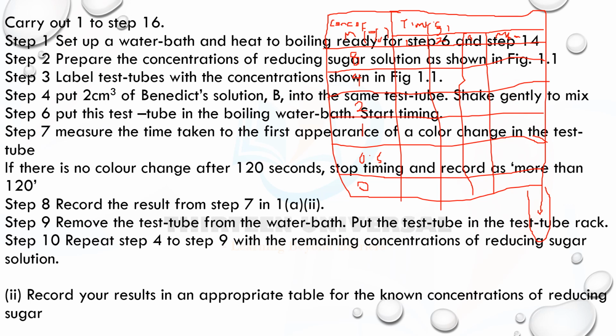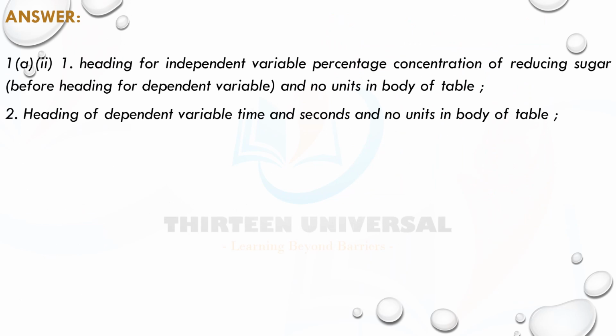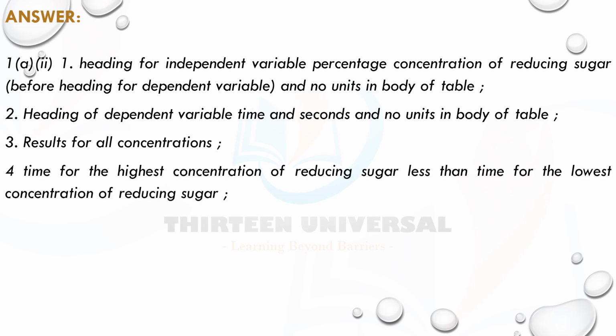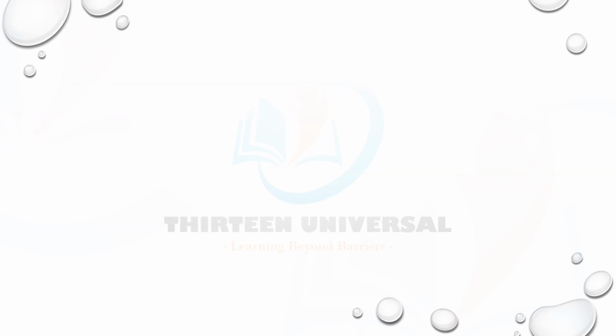The same thing. All right, so look at what the mark scheme says here. Your heading for independent variable: percentage concentration of reducing sugar, and no unit in body of table. You don't write unit in the body of table, you write unit on the heading. And that is it. Now heading of dependent variable: seconds, no unit in the body of table. Results for all concentrations: time for the highest concentration of reducing sugar should be less than time for the lowest. So you have to check that. Result recorded in whole number. 5 marks for that. That's a lot, guys.